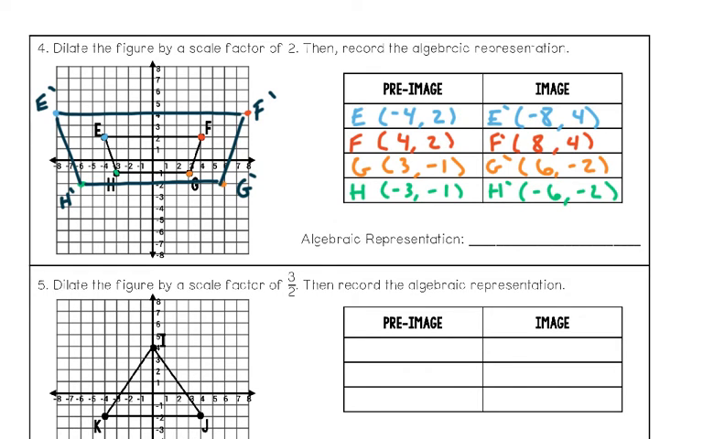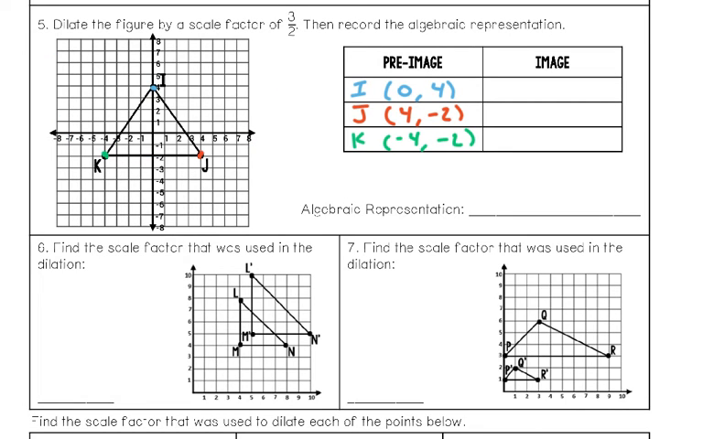That's what similarity means. I also can tell you the algebraic representation for this dilation. Since we doubled the x and doubled the y, we would just put that times 2 in front of each one of those coordinates. All right, so I got you started on number 5, then you're going to do the rest by yourself. It says dilate the figure by a scale factor of 3/2, then record the algebraic representation.